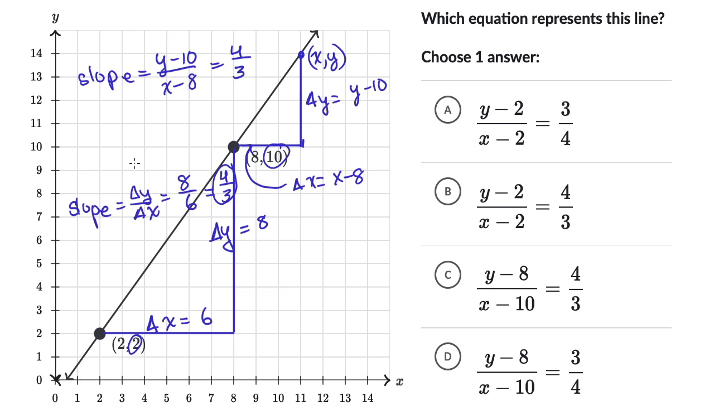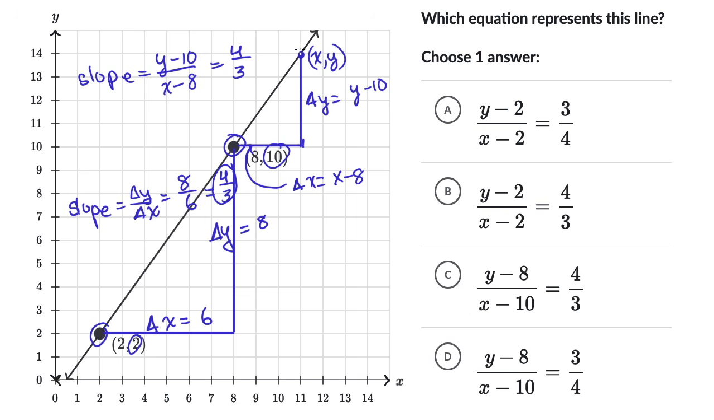Now, do we see that as a choice anywhere over here? y minus 10 over x minus 8 is equal to 4/3. I see 10s and 8s, but they don't seem to be in exactly the right place. Now, maybe instead of using this point, they're using this point to calculate the equation. And to be clear, no matter how you calculate it, if you algebraically manipulate it, you should get the same thing. In fact, I'm going to show you that in a second.